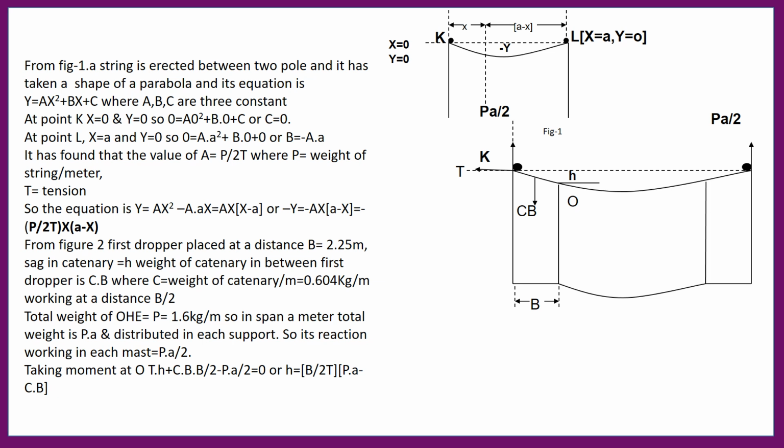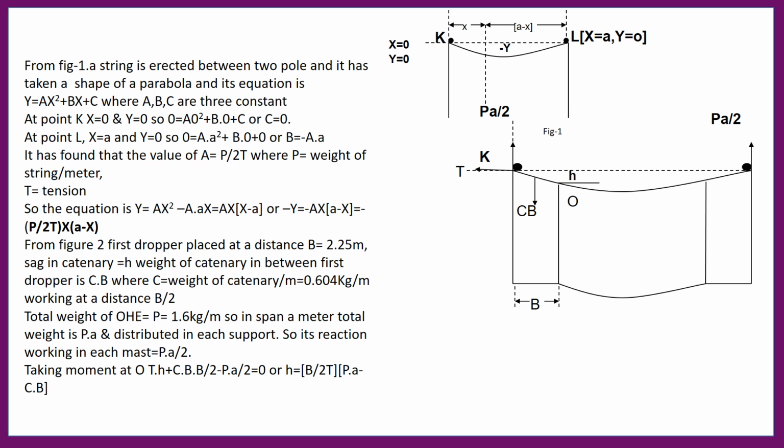Here, in the two poles, we erect a string. Due to its weight, it will take the shape of a parabola. There will be some sag due to its weight, and you know the formula of a parabola is ax square plus bx plus c, and we have to find out the length of the dropper at x distance from K.